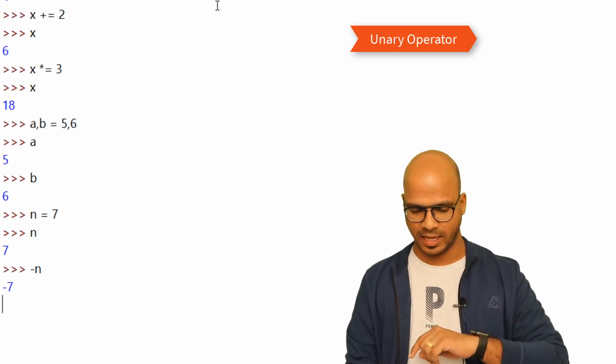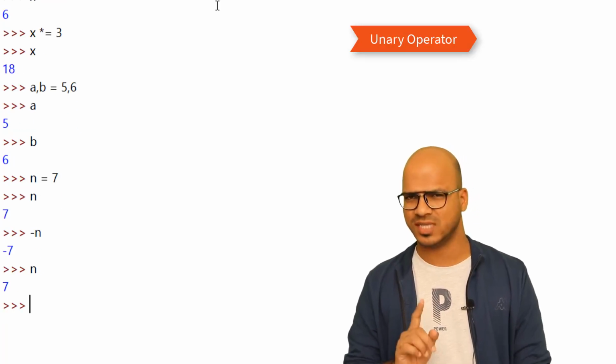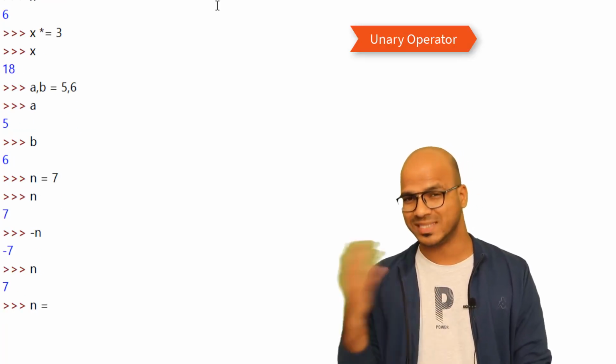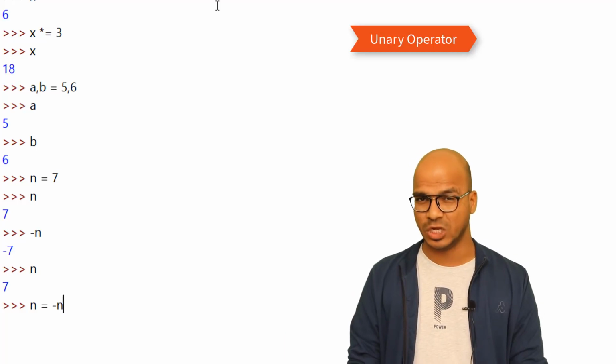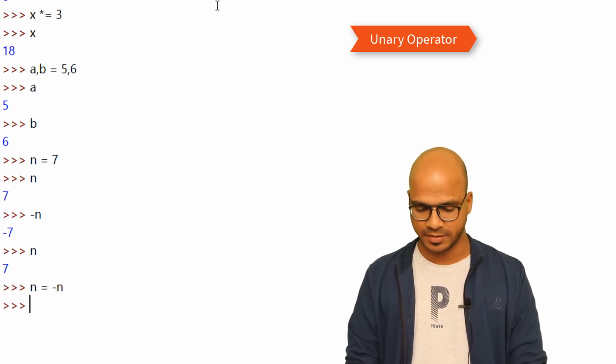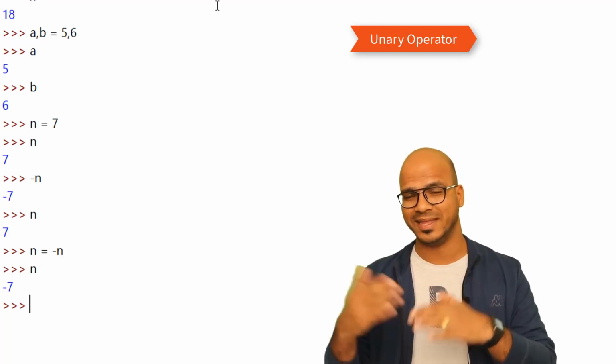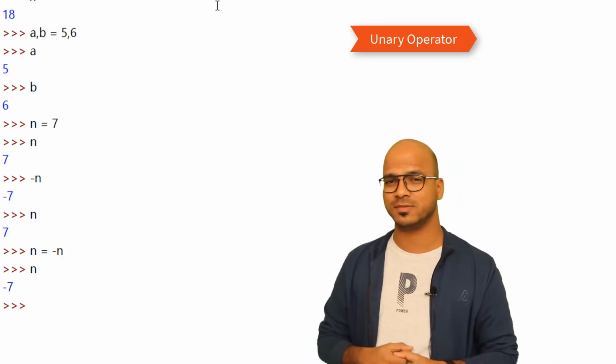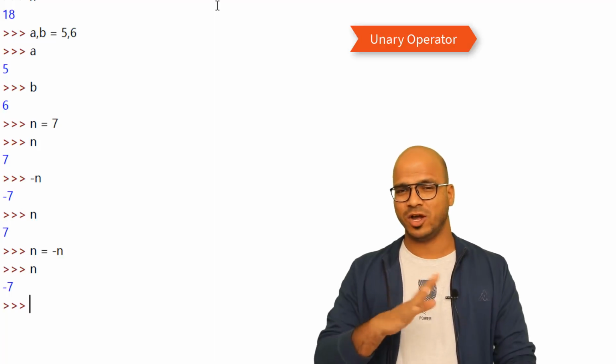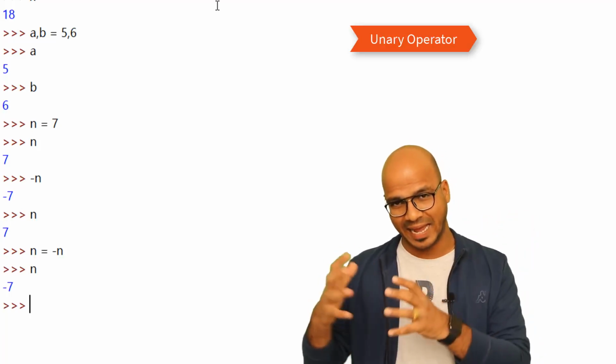So when you say minus n, if I check the value of n, it's still 7, right? So if you want to assign the negative value, you can say n is equal to minus n. If I press enter and print the value of n now, it is minus 7. So you can put a negative sign just by using a unary operator, which is minus. So that's your arithmetic operators, assignment and unary.